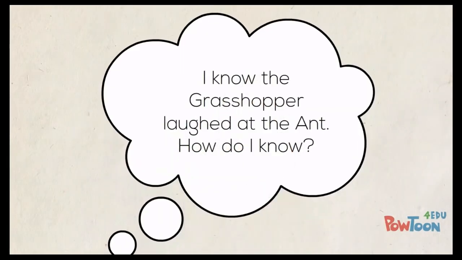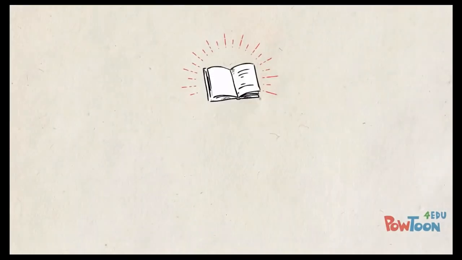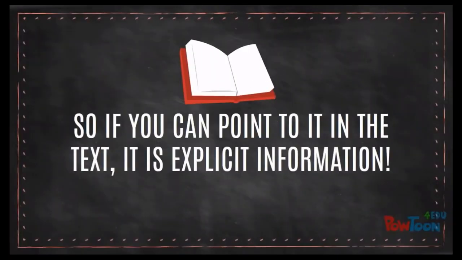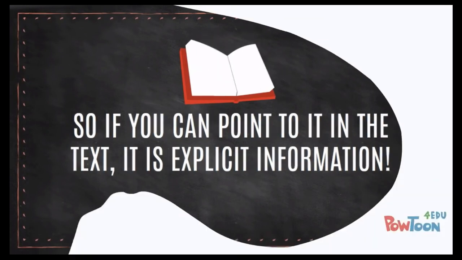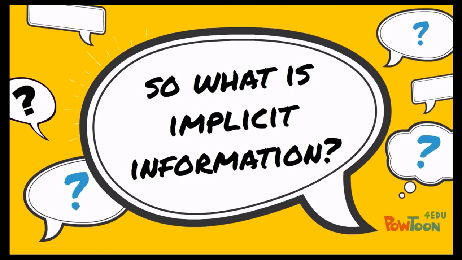Based on the explicit text, I know that the grasshopper laughed at the ant. How do I know that he laughed at the ant? Well, it says so right here in the story. The grasshopper laughed at the ant. That makes this explicit information from the story. So basically, if you can point to it in the text, it's explicit information. So what is implicit information, if that's explicit information?